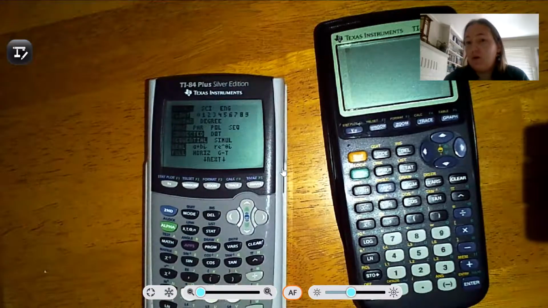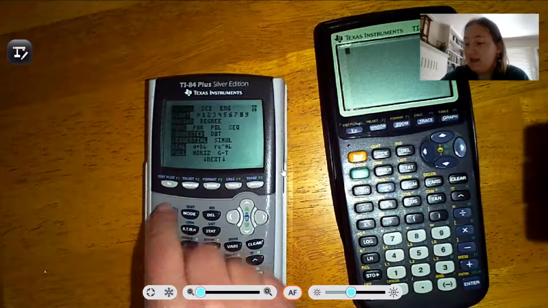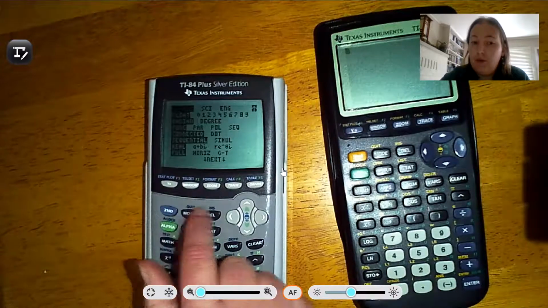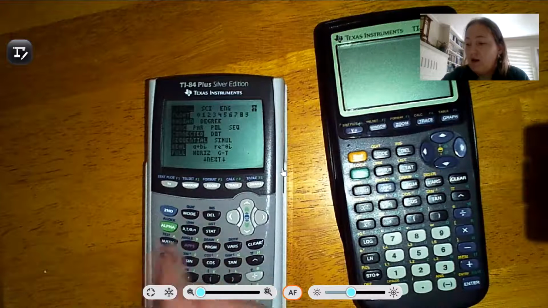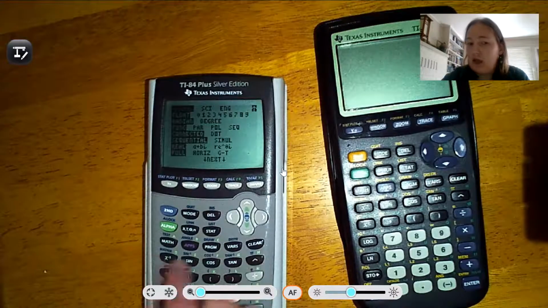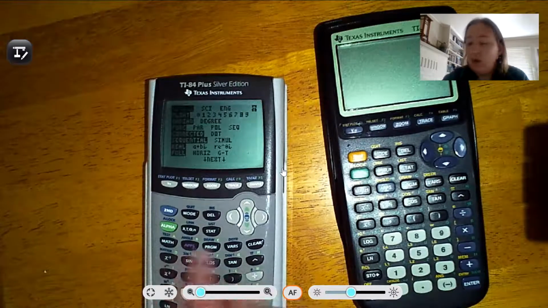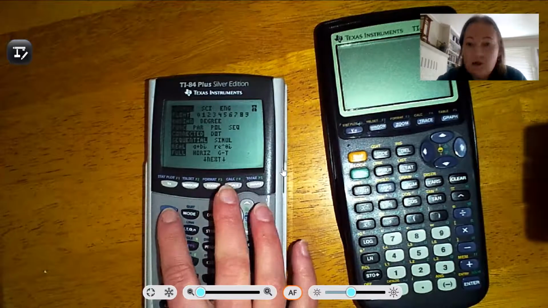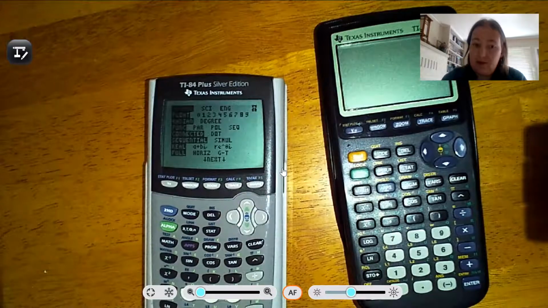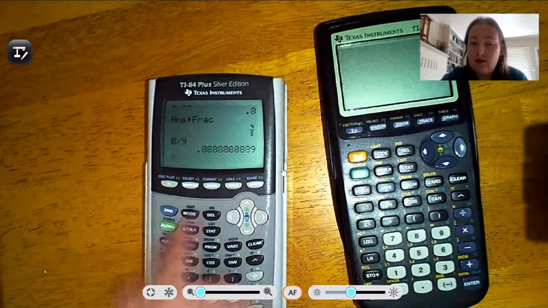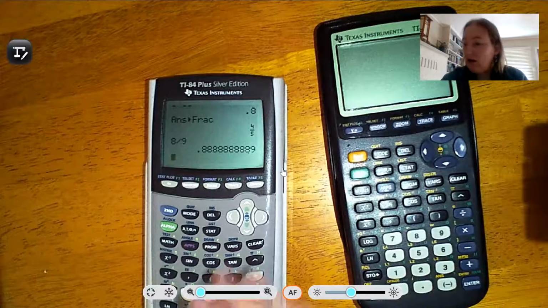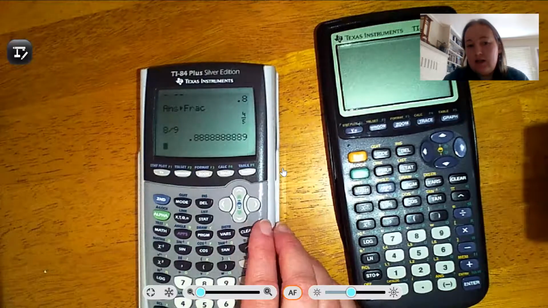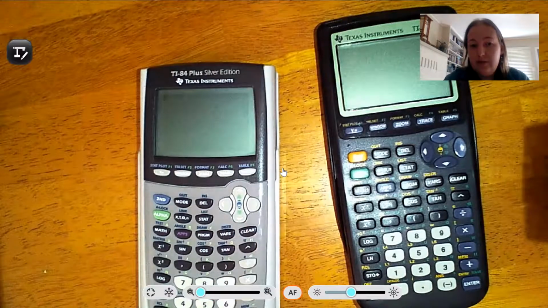To get out of a menu or a window, you can hit the second and the mode button, because above the mode is the word quit. So this blue second key allows you to access all the functions that are written in blue above the button. You just hit the second and then the button that's underneath to access that. So I'm going to hit second, and you can see I have this up arrow, which means I've hit the second button, and then mode to quit that menu. If you want to clear your screen because it's just too messy for you and you just want a clean slate, clear will clear the screen.